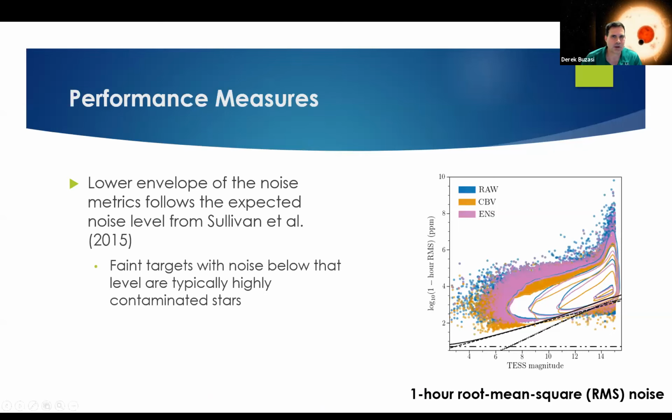Performance measures I won't talk a whole lot about, but here is an image showing the 1 hour root mean square noise as a function of magnitude. It looks a little complicated just because there are too many points, so when the density gets high, we switch over to contours instead. But the takeaway is that the lower envelope of the noise metrics, regardless of how you do this, follows more or less the Sullivan et al. expectation. The exceptions tend to be stars that are highly contaminated in very crowded fields or with very bright stars nearby.